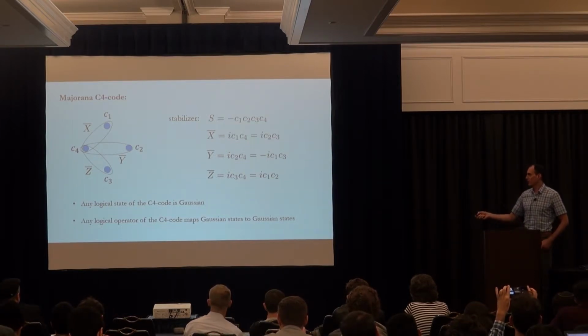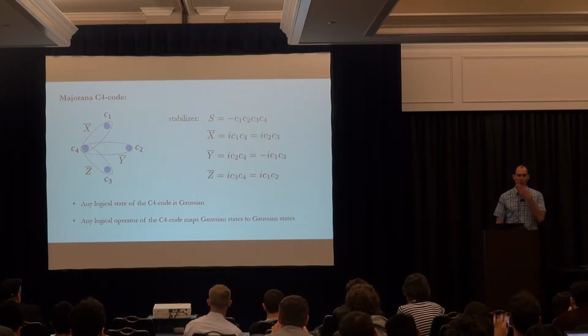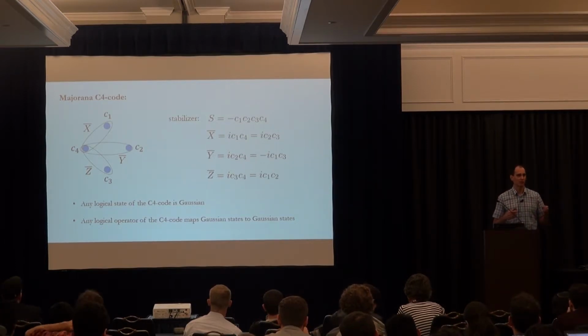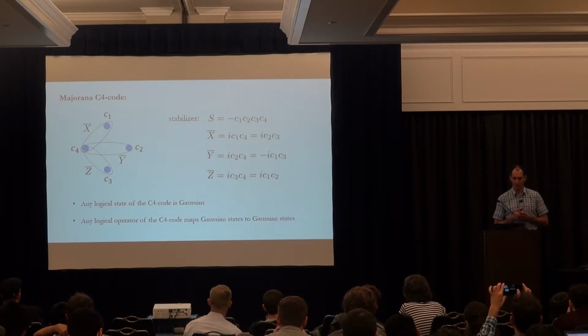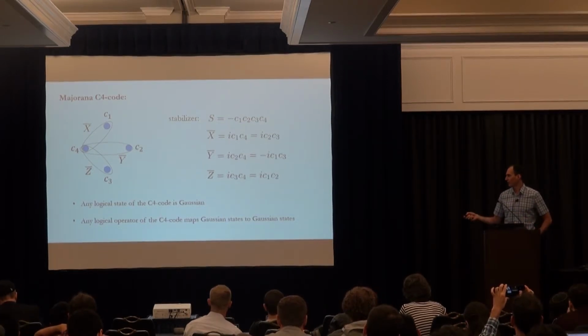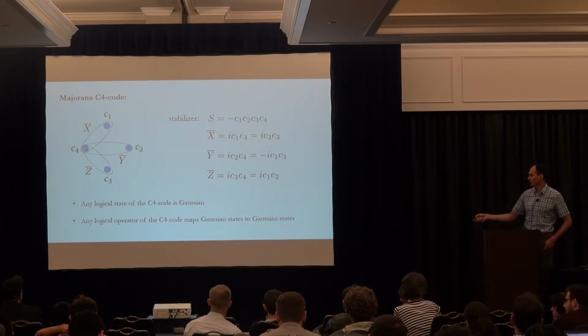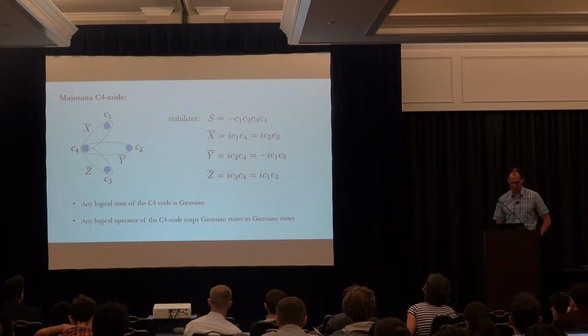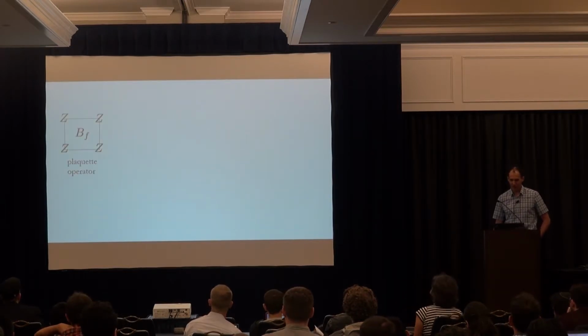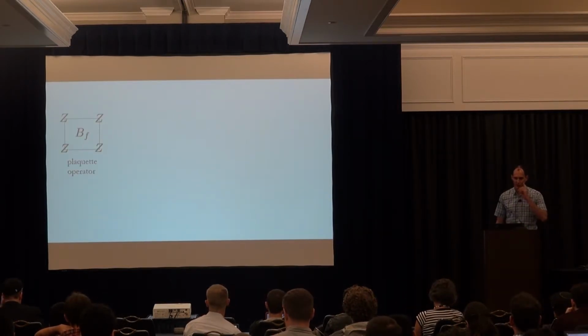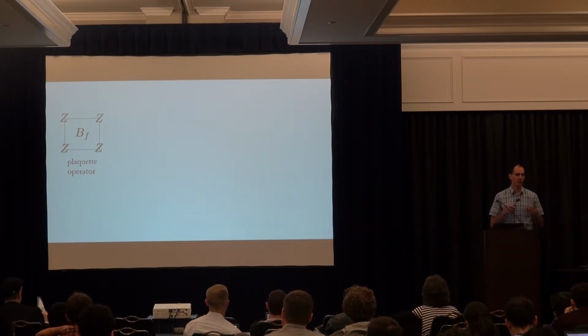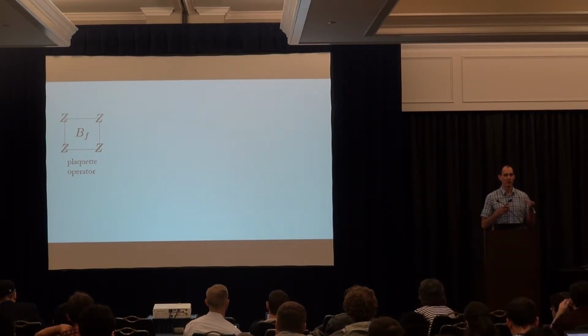Another property of this code that will be important for me is that any logical state of this code is a Gaussian state. And furthermore, logical operators, well, I don't think I will need this property, actually. Now, I would like to represent plaquette operators as products of these H operators.